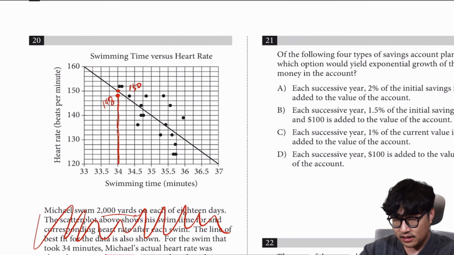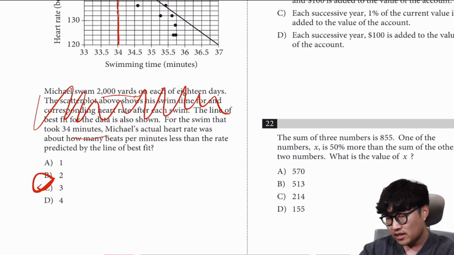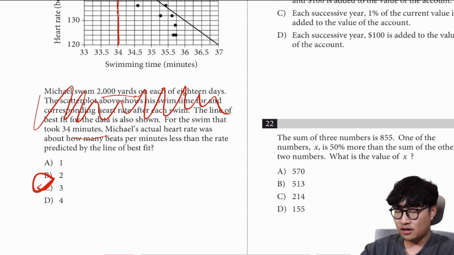So what is the difference? It's a 2. The actual heart rate was 2 beats per minute less than the rate predicted by the line of best fit.